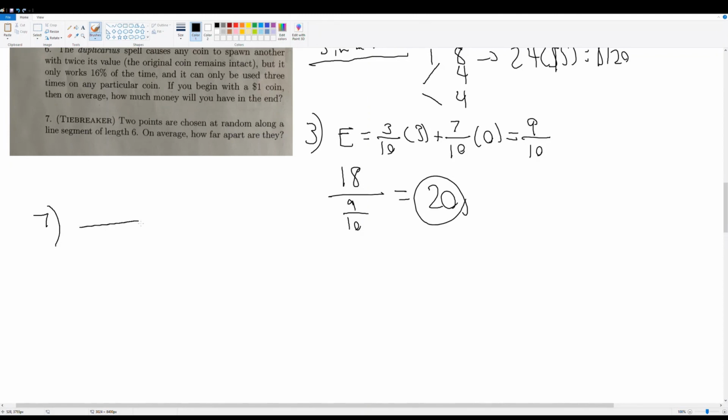So 2 points are chosen at random along a line segment of length 6. On average, how far apart are they? So let's think about this. If you break a line segment into 3 pieces, the average length of these 3 segments is just going to be that distance over 3, because in the end they're still going to add up to the original length. So that means the points where we break the line are actually the 2 points that we're going to talk about in the problem. So on average, they're going to be 2 units apart. And that's about it.